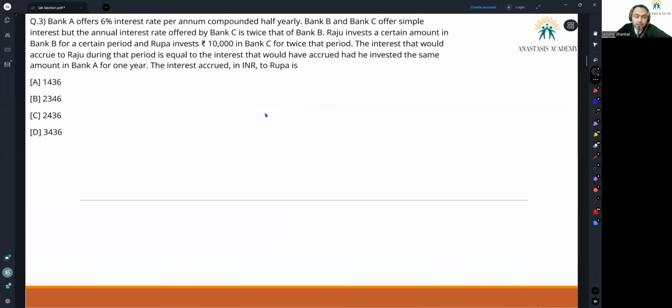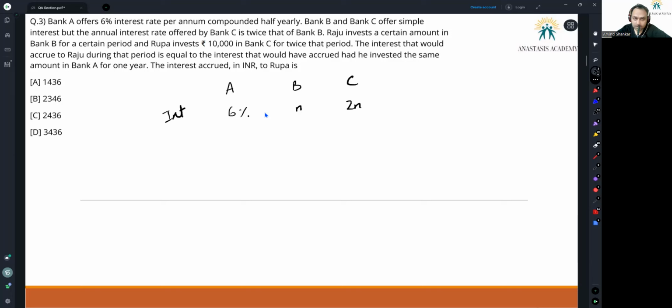Okay. Bank A offers 6% interest rate per annum compounded half yearly. Bank B and C offer simple interest, but annual interest rate offered by Bank C is twice that of bank B. Okay. So there are three banks. Interest rate is 6%. Here, if it is N, here it is 2N. Okay. 6% per annum, compounded half yearly.